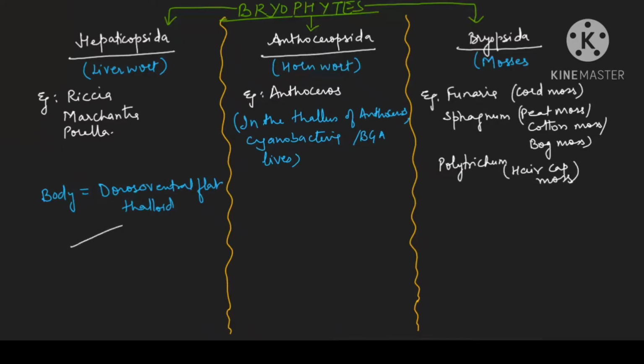This is a diagram of Marchantia. Here you have to draw the unicellular rhizoid. And in case of Bryopsida, because Anthoceropsida is not in the NCERT but in competitive exams they ask questions, that is why I have mentioned it here.